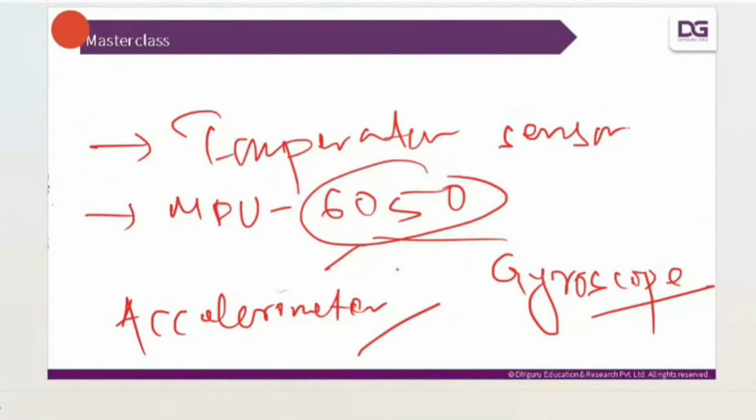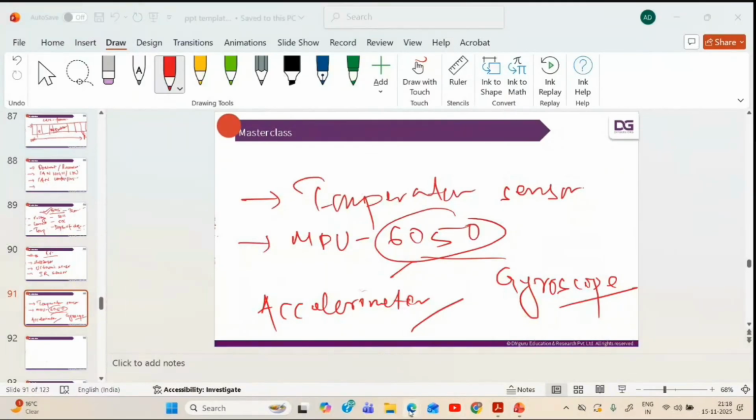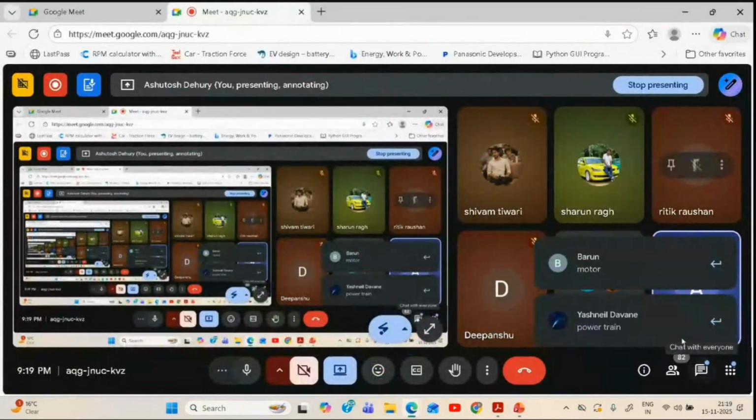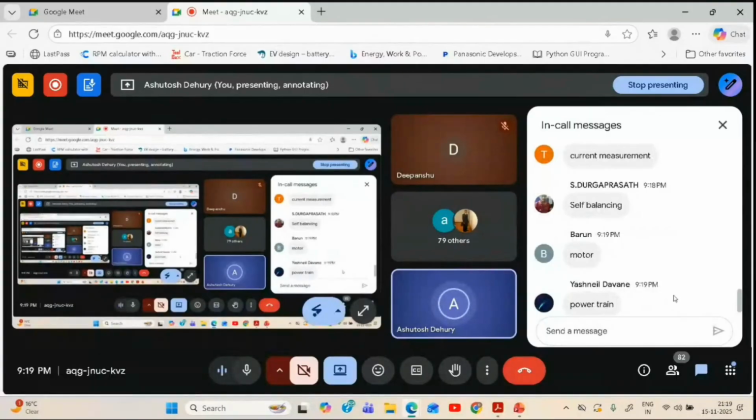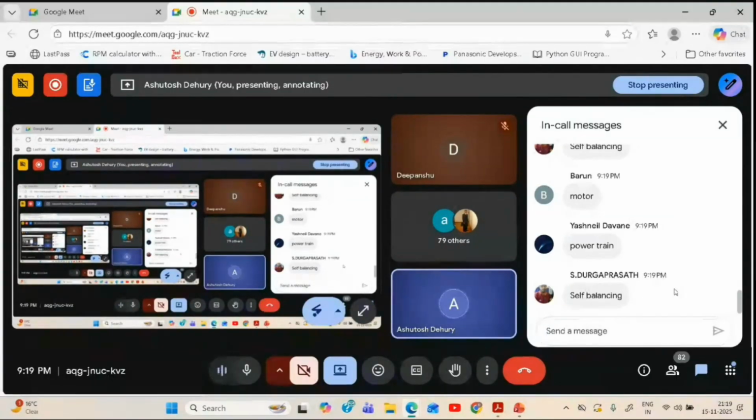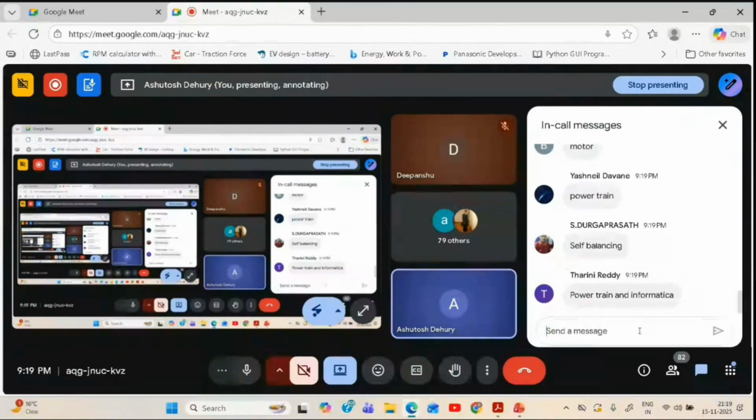Anyone? Write in the chat box. Let me check. Okay. Powertrain. Okay. Self-balancing. Okay. Anyone? For which thing are we using the accelerometer and gyroscope? Powertrain and infotainment. Okay. One of the basic peripherals, I'm saying.